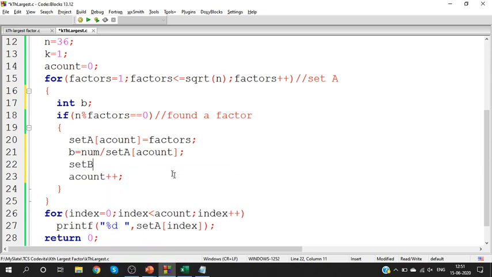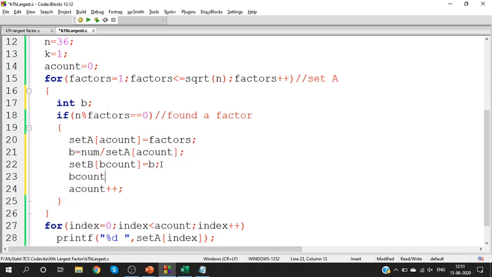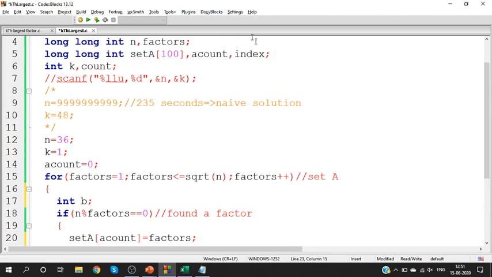So have an array called as set B, store it in set B. Can you all understand this? We are calculating B value and storing it in set B. After storing it, B count plus plus. Is that clear? First store A value. Based on A value, calculate B value, store it in an array, B count plus plus. That's it. Okay. So similar to A, have B also.